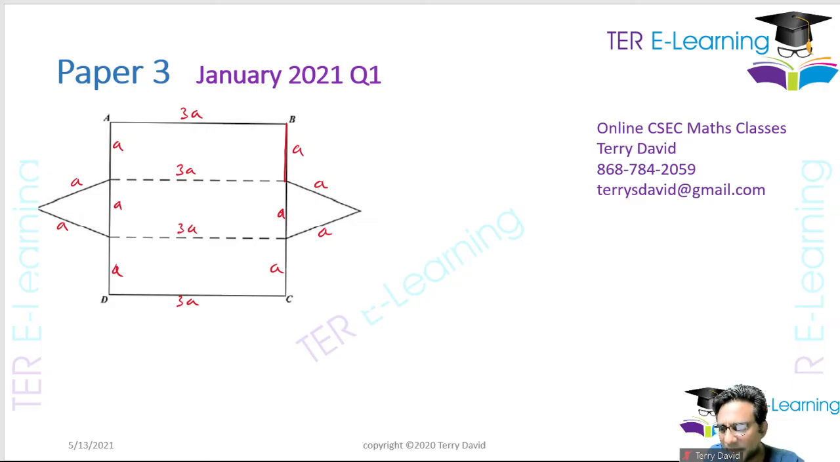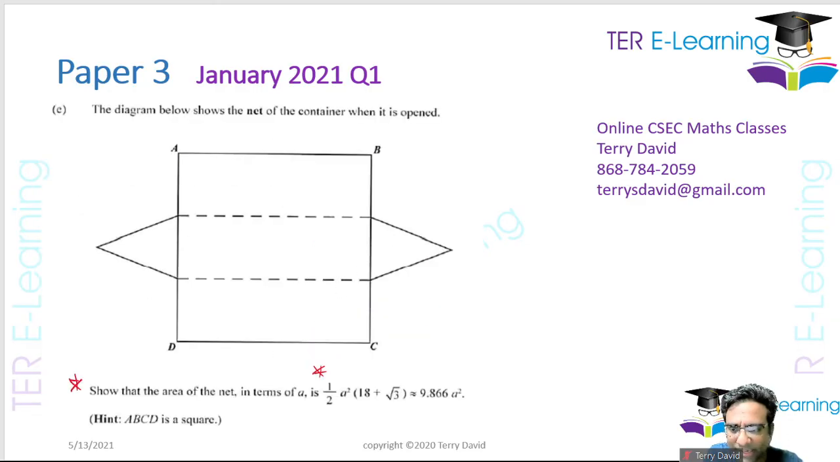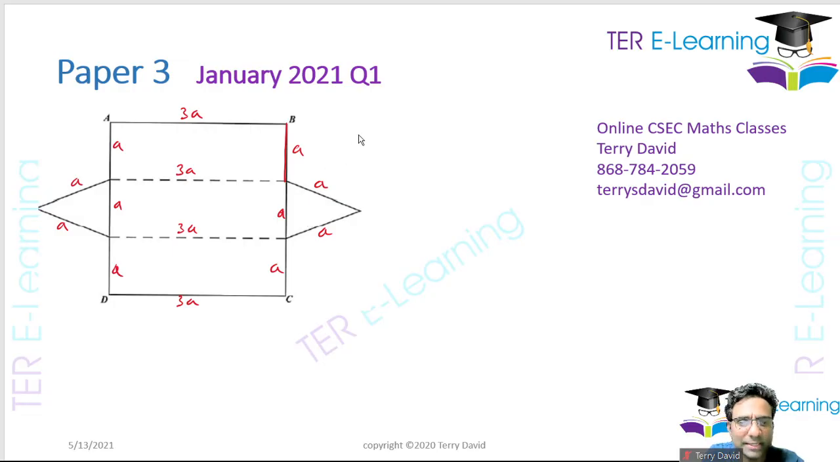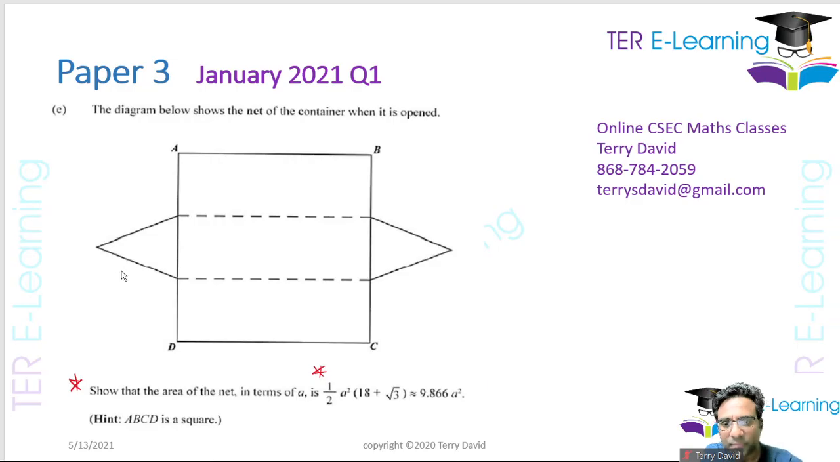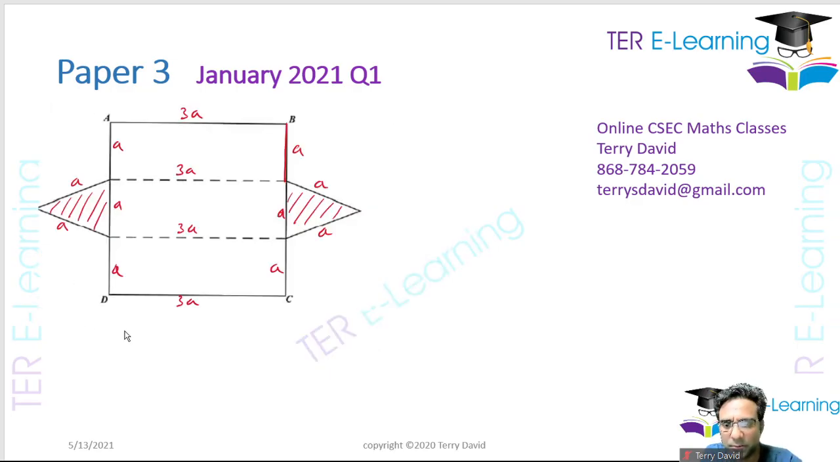Now, what are they asking us for again? They said the area of the net. So here's what you need to do. You need to figure out my total area. Now, we already had worked out the area of one triangle. So therefore, all we need to do is to multiply that by 2. So the area of one triangle, you worked out, you got square root 3 over 4 a squared. So square root of 3 over 4 a squared, that was the area of one triangle.